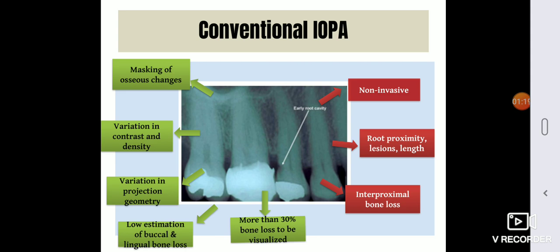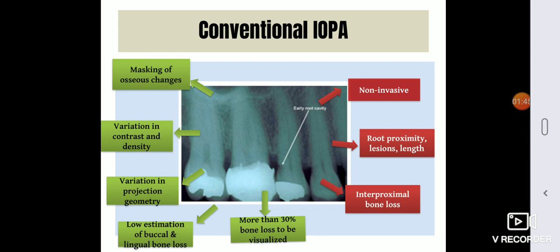However, a lot of variability is present with conventional radiographs, and it affects the output of conventional radiography. Now, these variations could be in terms of projection geometry. This can be reduced by the use of a well-standardized long cone parallel technique. Standardization means something which has been created every time in the same manner.